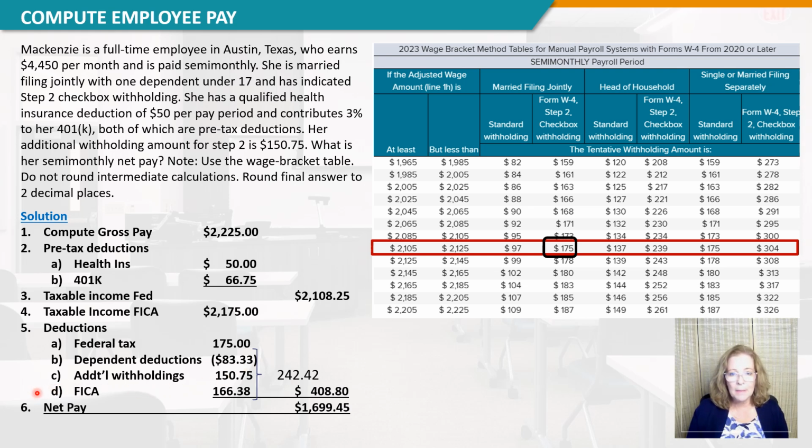The next step is to calculate the Social Security tax, which is 6.2%, and the Medicare tax, which is 1.45% on the FICA taxable wages of $2,175, for a total of $166.38. The total of all deductions is $408.80, which leaves us with net pay of $1,699.45.